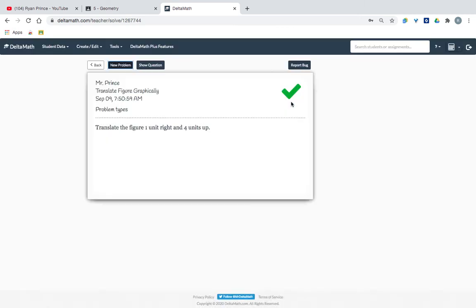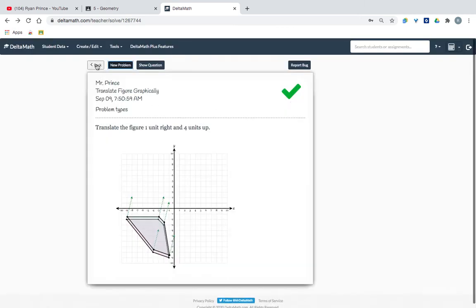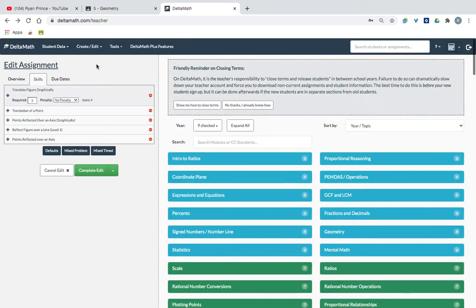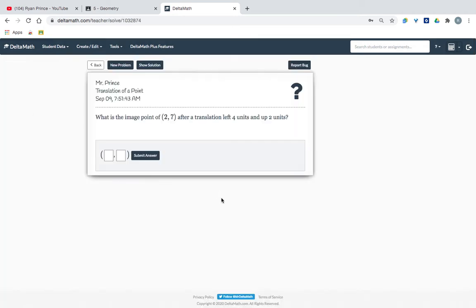Submit the answer, and I got it correct. So that's that whole section. It gives you that little animation. I went through that quick because we've done it before. Let's talk about translating a single point.